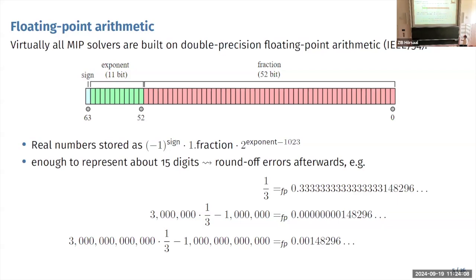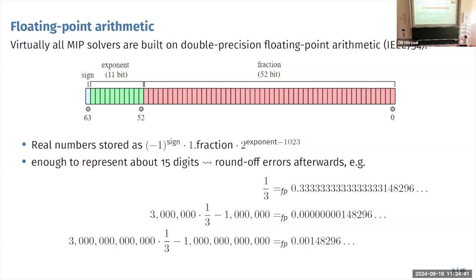You have 1 bit, 0 or 1, for the sign of the number. Then you have a large red part, which encodes the mantissa, also called the fraction. And then you have these 11 green bits, which tell you how large the number can get. So it's the exponent. And so all in all, you get floating point numbers represented like this.